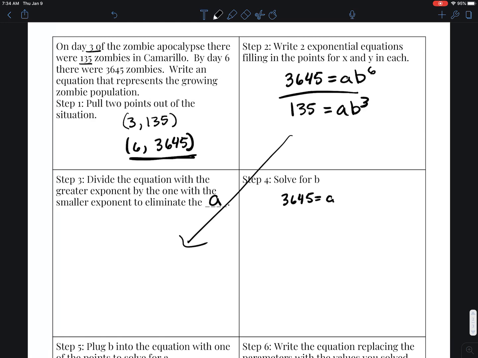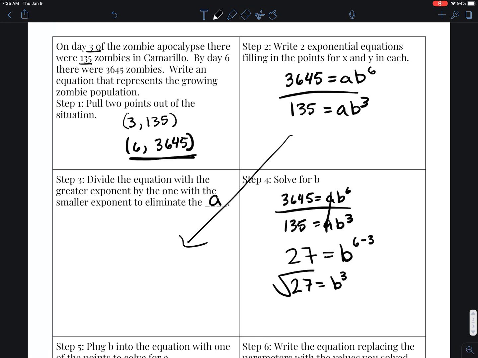3,645 equals a times b to the power of 6 over 135 equals a b to the power of 3. Again, our a's cancel out, which will happen every single time, which is why this is nice. And then we just divide. When we divide 3,645 by 135, we get 27 equals b to the power of 6 minus 3, because we subtract the exponents when we divide. So we get 27 equals b to the power of 3.